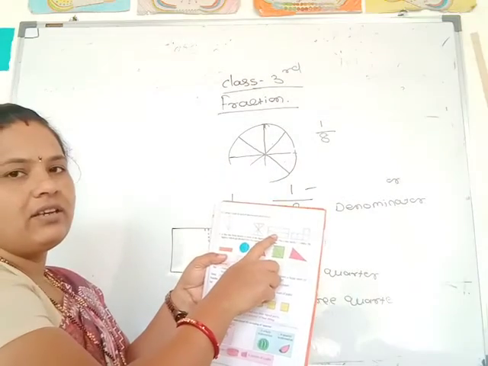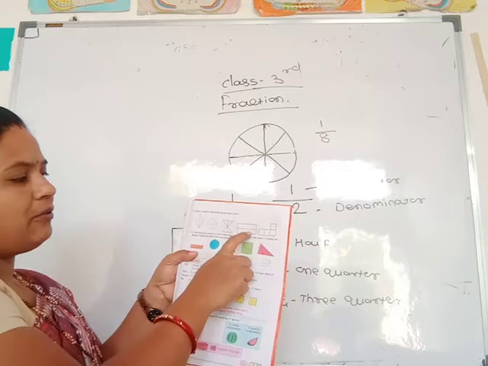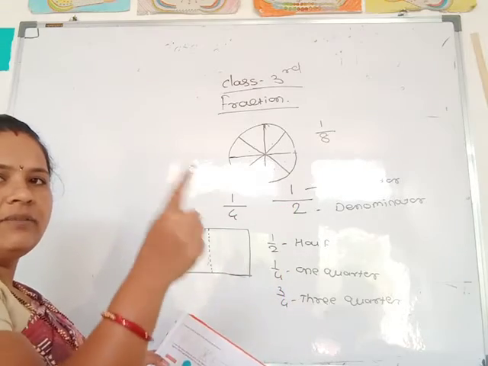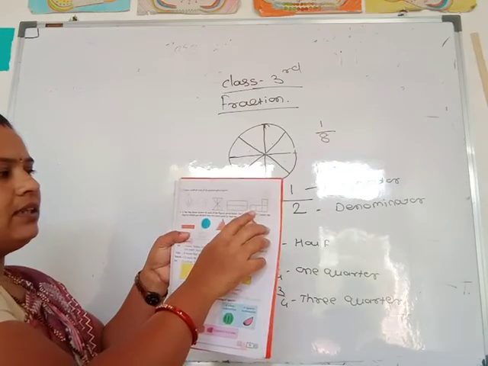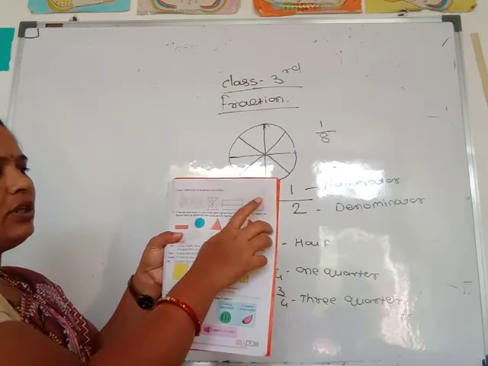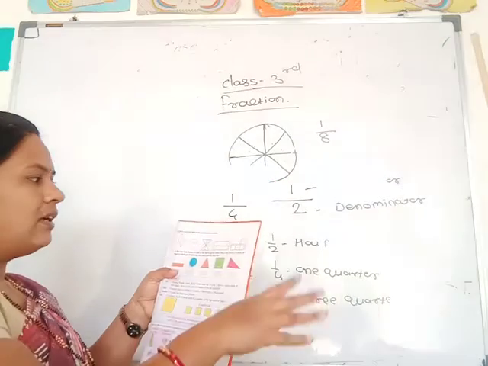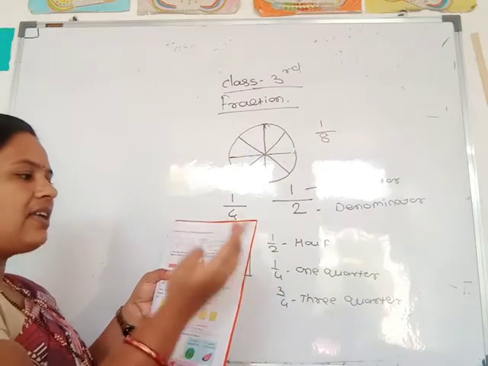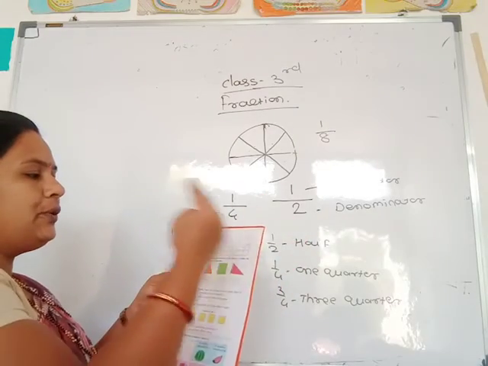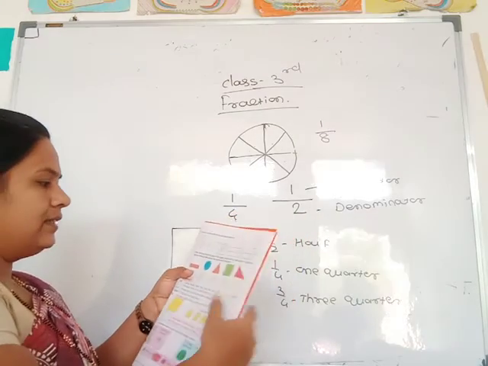Then the next figure you see here, 2 parts. Out of these 2 parts only one part you color it. Then see the next one, 1, 2, 3, 4. Here 4 parts. But out of these 4 parts, half means 2. Only 2 parts you color it.